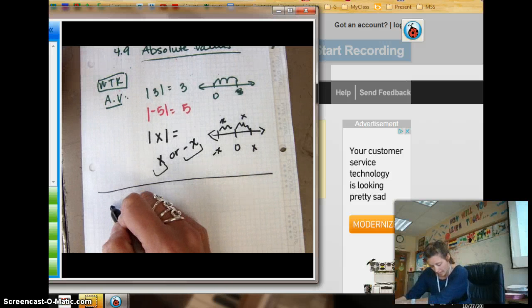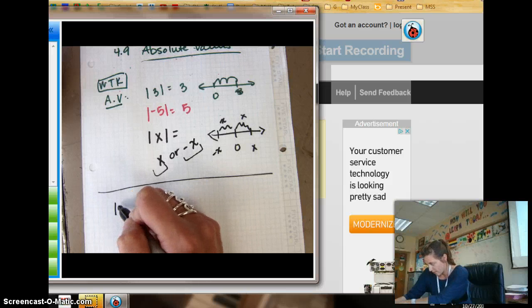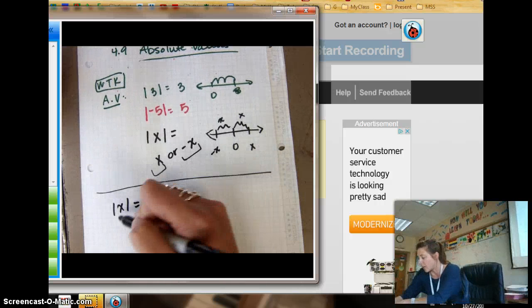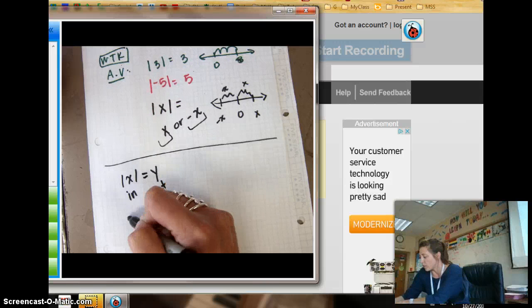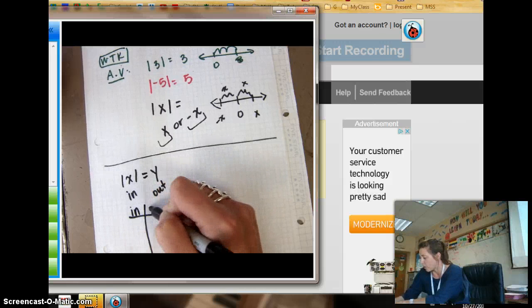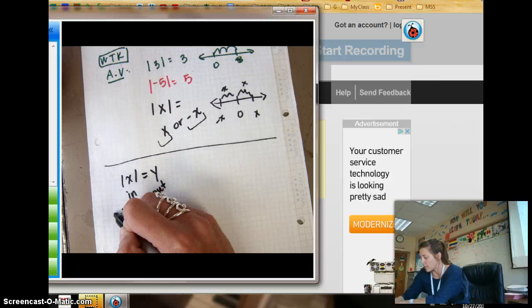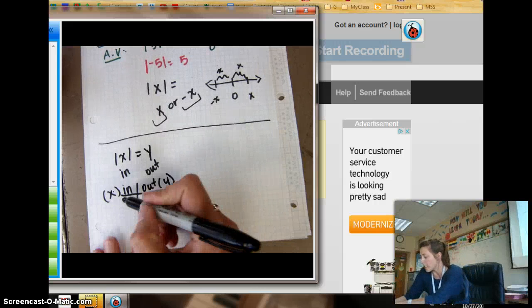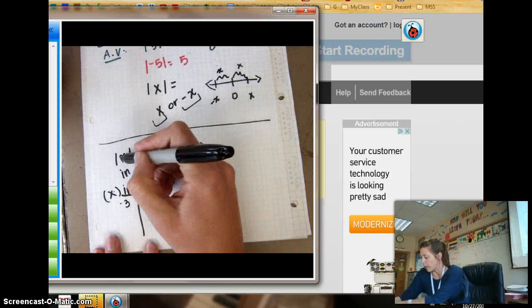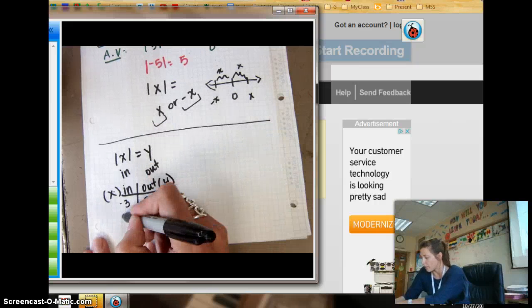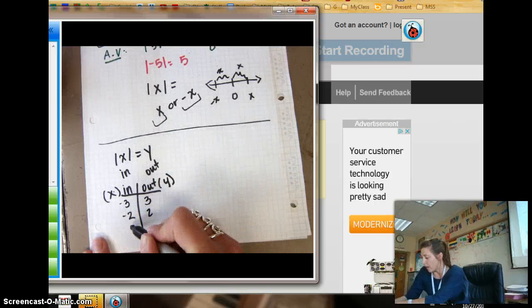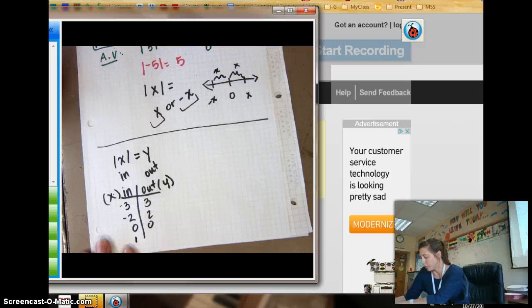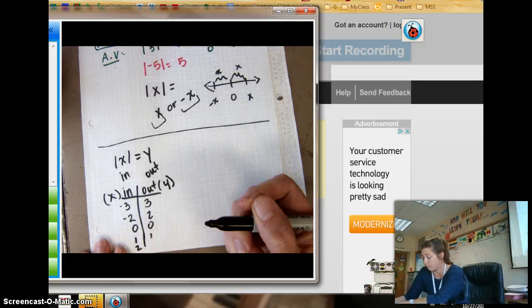So if we have the absolute value of x, and I want to say that is going to equal y. Okay, so we've got our in, which is our x, and our out, which is our y. So if I make a box, here's my in, here's my out, or if I like to do x's and my y's. So let's see what happens here. If I put a negative 3 in, the absolute value of negative 3 would then be positive 3. If I put a negative 2 in, the absolute value would be a positive 2. 0 then would be 0. 1, you got it, 1. And 2 would be 2.